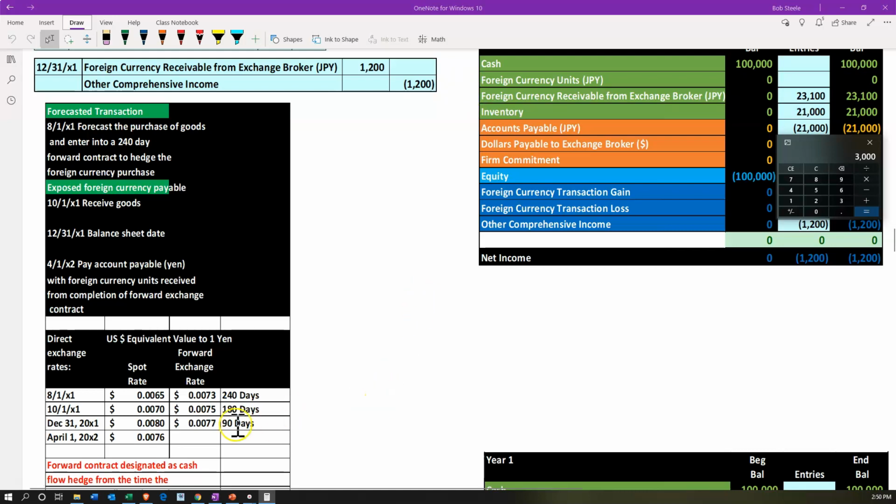And if we consider the rates, last time we put it on the books at 10/1, I believe. So it's 0.007. 1 yen was $0.007. Now 1 yen is worth $0.008. The yen has gotten stronger. This is something we're going to be paying in yen. Therefore, we're going to be paying in something that is more valuable. And so we're going to have a loss as a result of it.